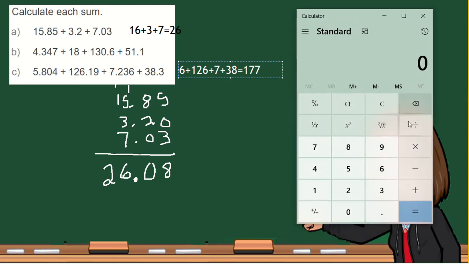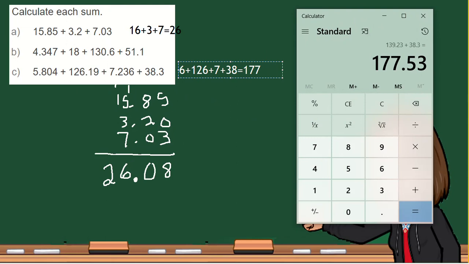So you use the calculator. When you use the calculator, make sure the first thing you do is you click the clear a couple of times to make sure it's cleared out. Then 5.804, check and make sure it's the same, plus 126.19, make sure it's the same, plus 7.236, okay, it's the same, plus 38.3, and you push enter, and it's 177.53. That's a very close estimation I made. And so when you do this, it's helpful if you make an estimation to make sure it's correct.